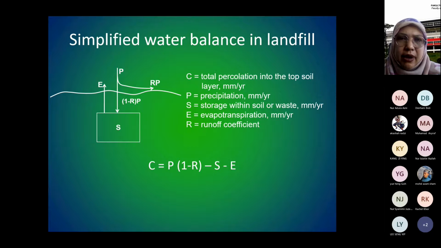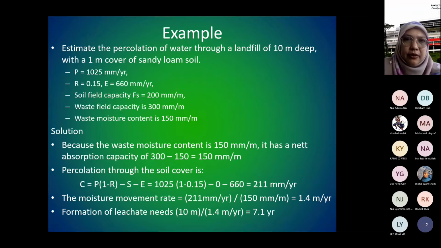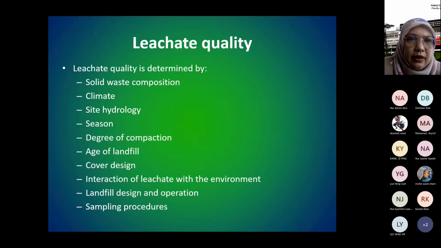This is a simplified water balance, whereby C is the total percolation into the topsoil layer, equivalent to the precipitation times (1 minus R), where R is the runoff coefficient, minus S, the storage within the soil, and minus the evapotranspiration. This calculation is taken from the textbook that was suggested to you. There's an example in it.